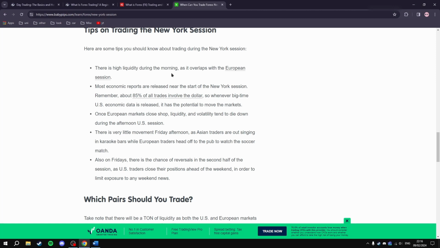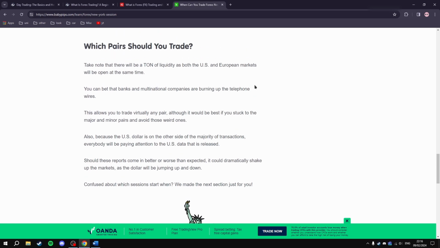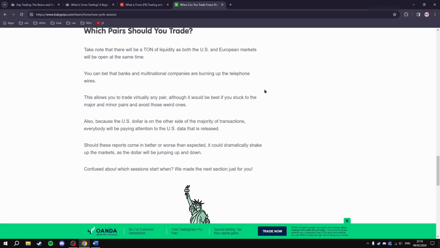Which pairs should you trade? Take note that there will be a ton of liquidity as both the US and European markets will be open at the same time. You can bet that the banks and multinational companies are burning up the telephone wires. This allows you to trade virtually any pair, although it would be best if you stuck to the major and minor pairs and avoid those weird ones.